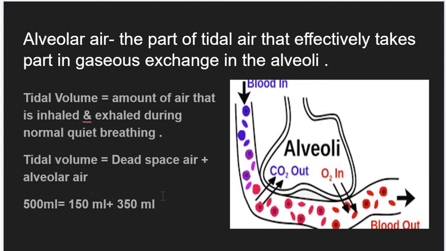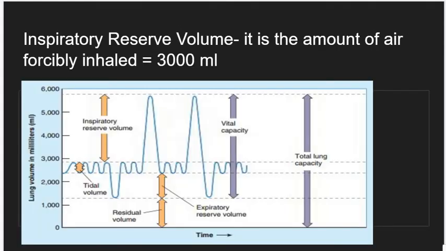कहने का मतलब है कि हमारे lungs की capacity 6000 ml, but how much amount of air we breathe in and breathe out in normal breathing, that is only 500 ml. So if we are doing breathing exercises on a daily basis, we can improve this capacity. Okay. The next is inspiratory reserve volume.